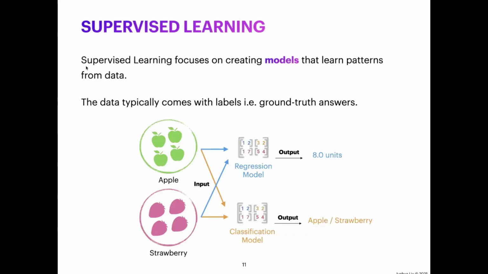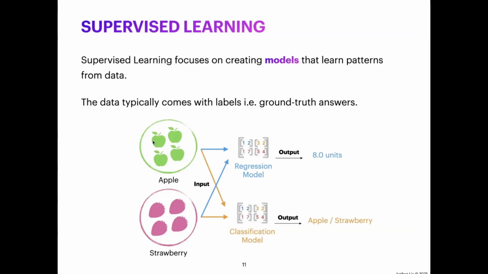Now let's look at what supervised learning is. Supervised learning typically focuses on creating models that learn patterns from data. The data typically comes with labels, like the ground truth answers. Here is an illustration of two very simple supervised learning tasks. We are given some data of some shapes or some color, and we try to train two different models. One we call a classification model, and the other we call a regression model.